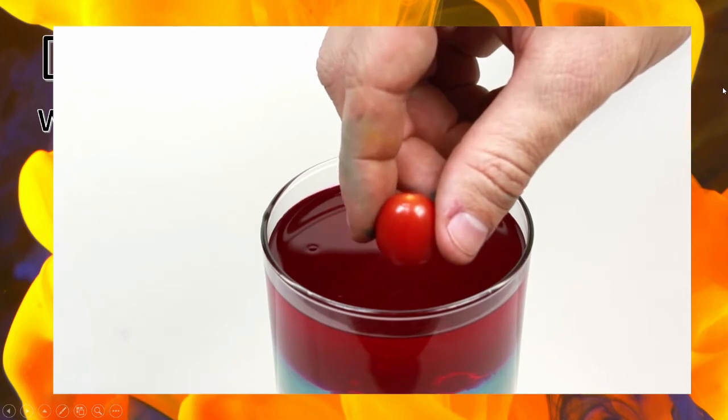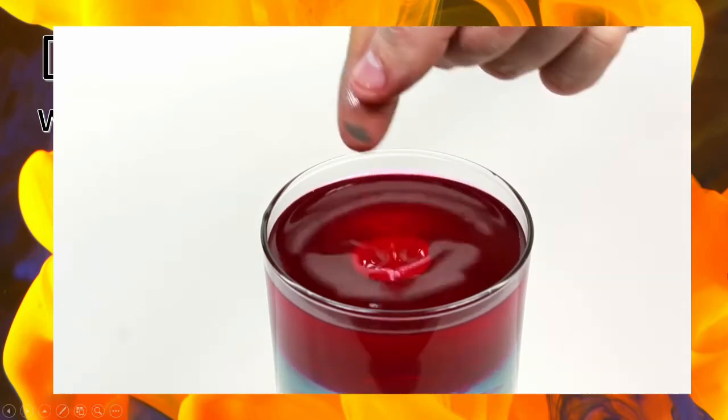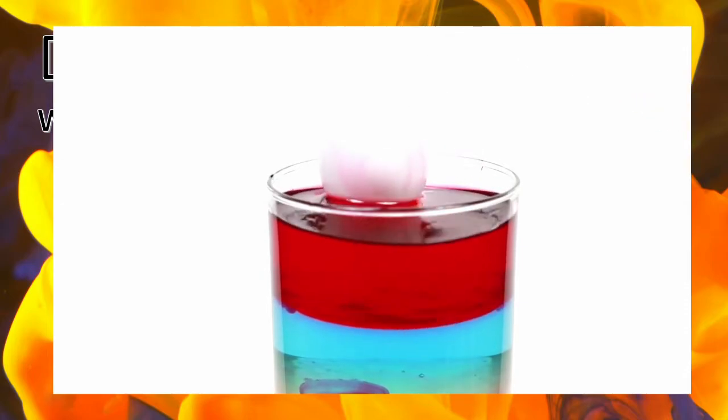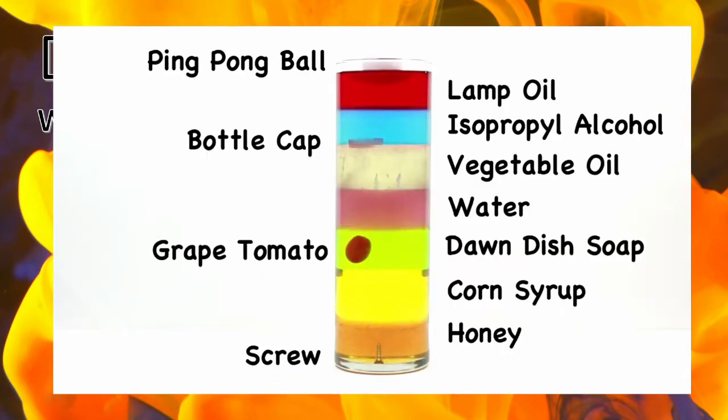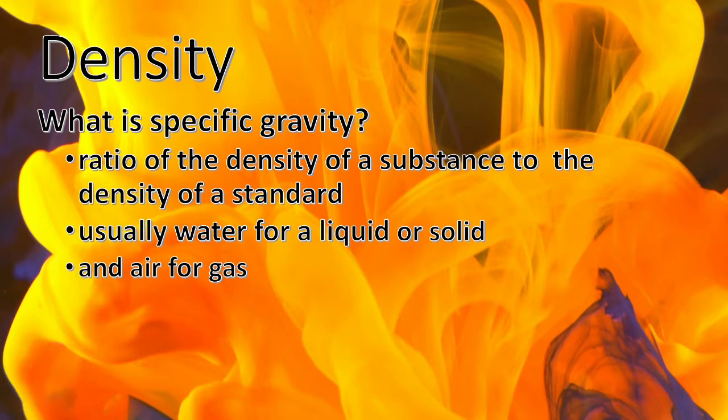A grape tomato, on the other hand, dropped into the bottom of the Dawn dish soap layer. A plastic bottle cap came to rest on the top of the vegetable oil layer, whereas a ping pong ball rested on the surface of the entire density column. As you go from top to bottom, the layers become more and more dense, preventing them from mixing together. Okay, so that's how density works in different substances.